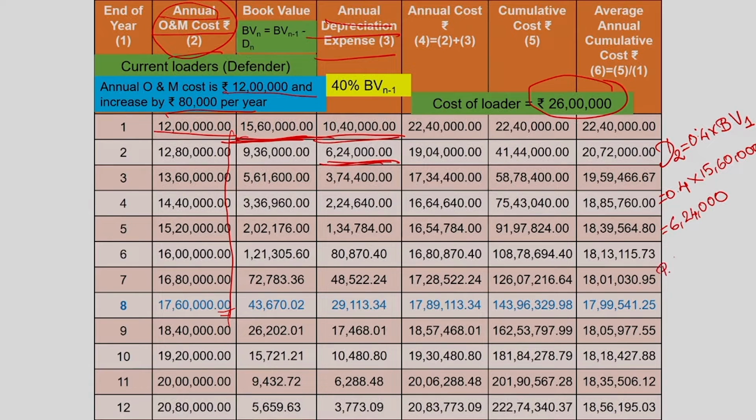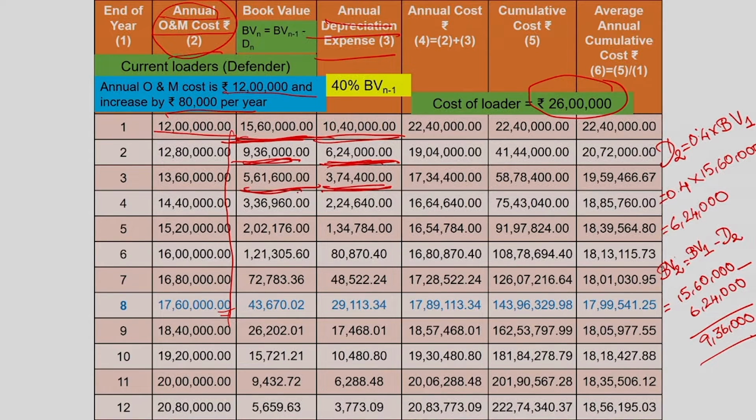Now calculate the book value at the end of second year. It is nothing but the book value at the end of first year minus the depreciation for the second year. The book value at the end of first year is 15 lakh 60,000 minus the depreciation for the second year, 6 lakh 24,000. That gives you the book value at the end of second year as 9 lakh 36,000.